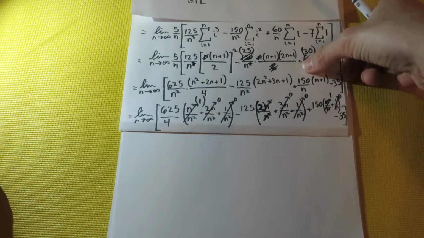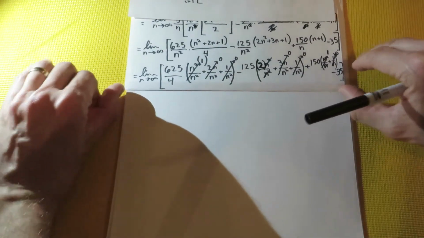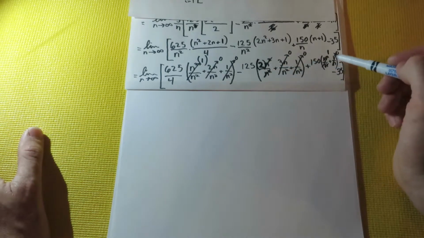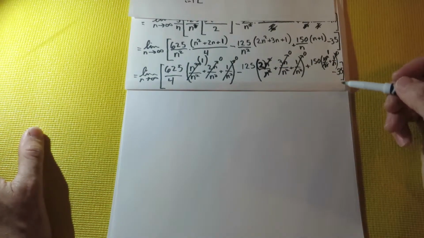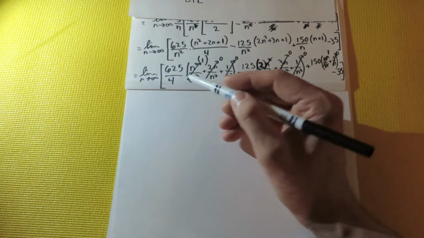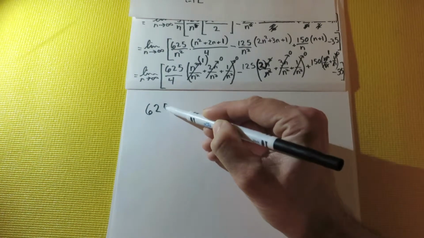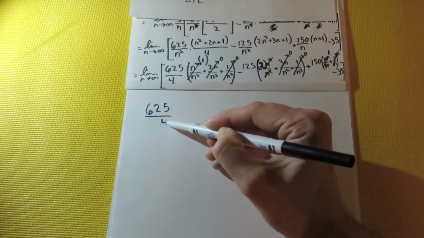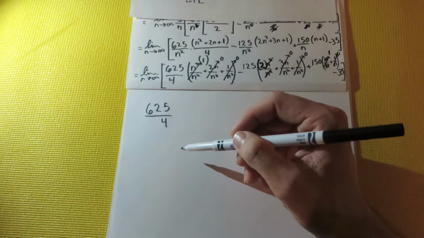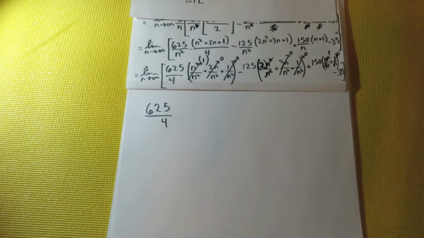So we're going to evaluate this. We're ready to get rid of our n terms now, because they've either all gone to 1 or some constant or 0. So here in this first term we have 625 over 4. And that's going to equal 156 point and 1/4, which is 0.25.